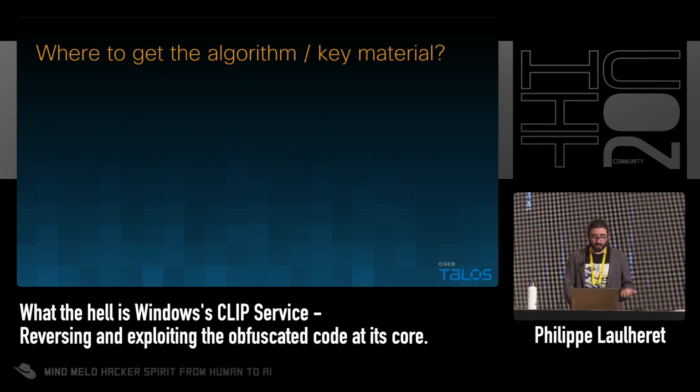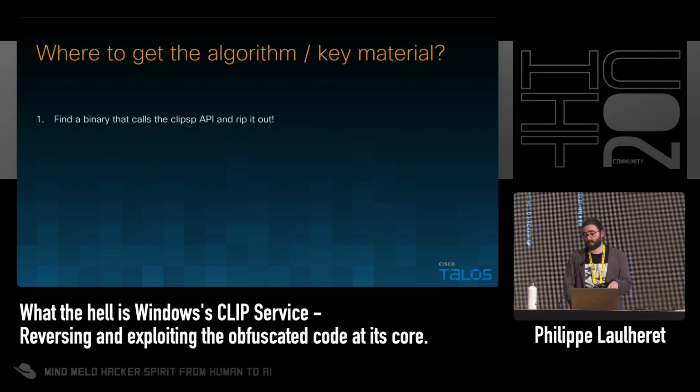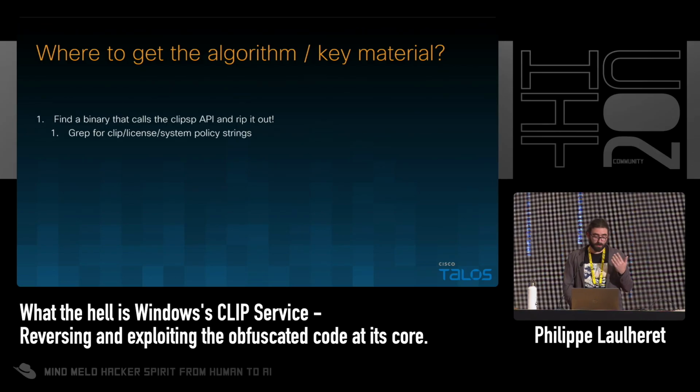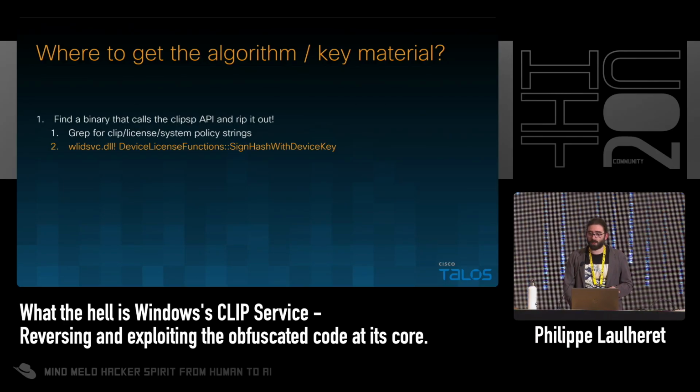And how you find this algorithm and all this key material, what I did was find a binary that actually interacts with this API and basically look at it in X-ray and grep out. So we can grep, sorry, for a bunch of symbols, strings until we find something interesting. This function here is an example of something that interacts directly with clipsp. And so we can open that in IDA, X-ray, copy paste the whole stuff in Visual Studio and basically have the blueprint to deal with that.